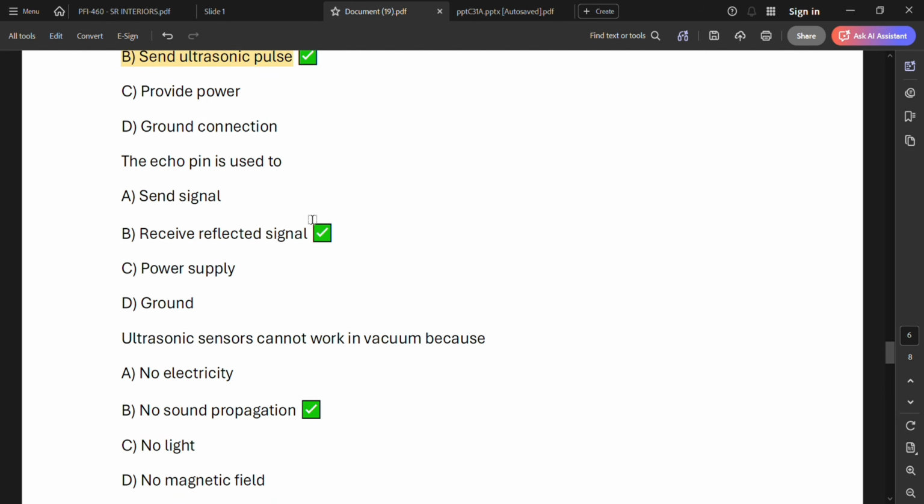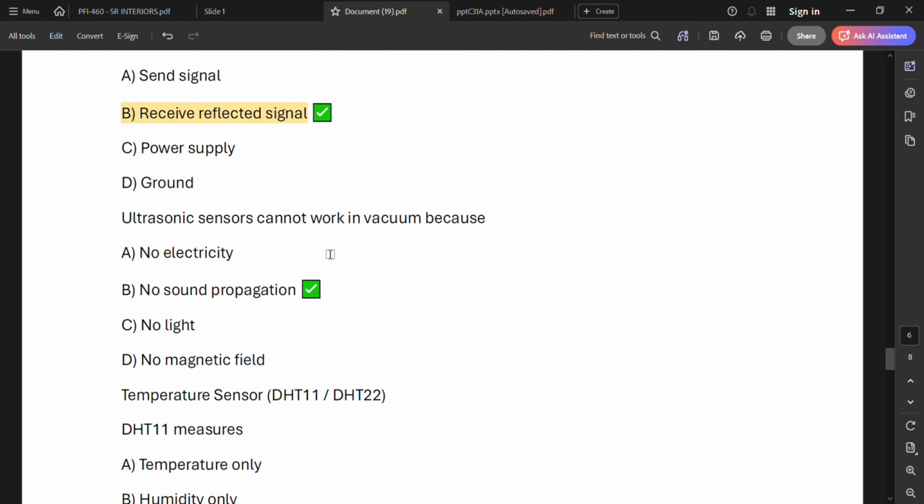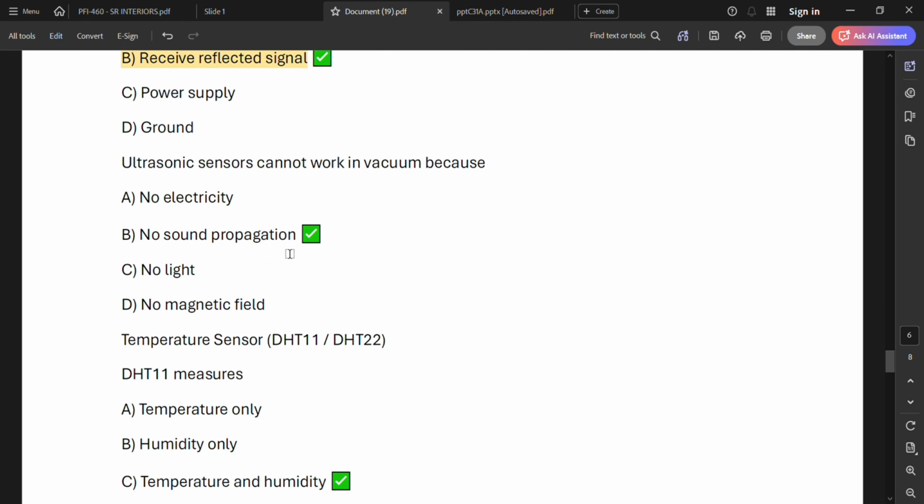Next question. The echo pin is used to send signal, receive reflected signal, power supply, or ground. The correct answer is option number B. Next question. Ultrasonic sensor cannot work in vacuum because of no electricity, no sound propagation, no light, or no magnetic field. The correct answer is option number D.